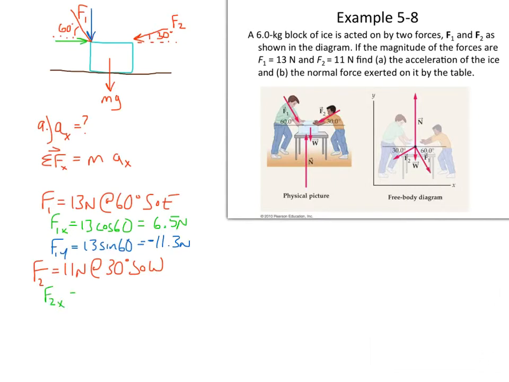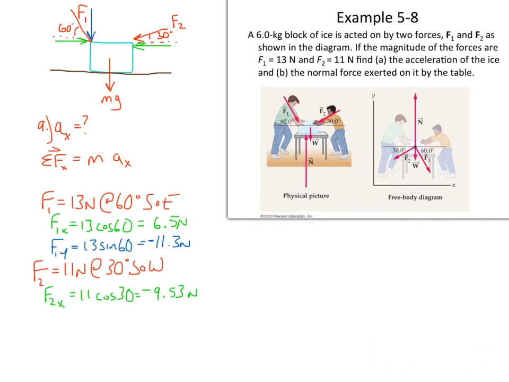Force 2x, that's going to be 11 cosine 30, right? I get 9.5. You know what? I left an extra decimal. I'll just say 9.53. 9.53 newtons. Now, is that going to be positive or negative? I should make a little more space here because it's going to be negative, right? It's acting in the negative x direction. So we're going to put a negative sign in front of it.